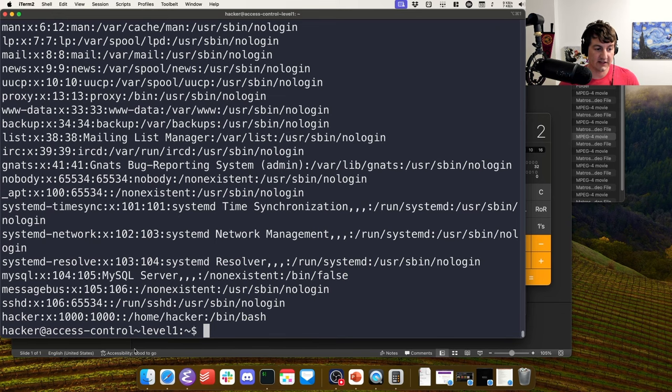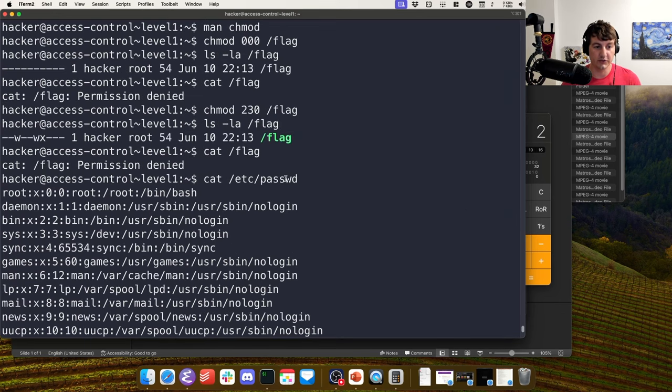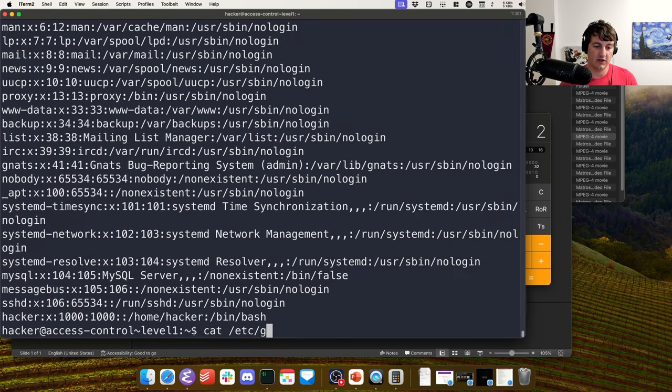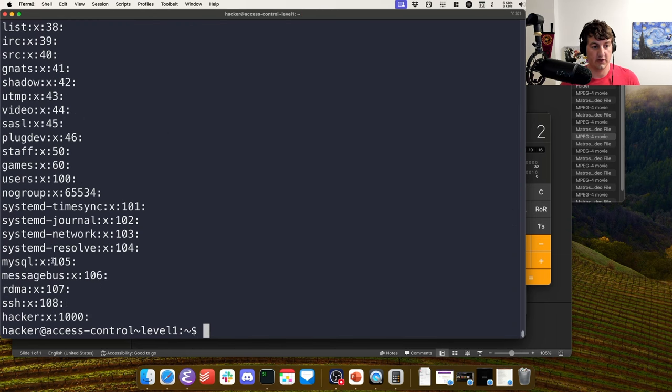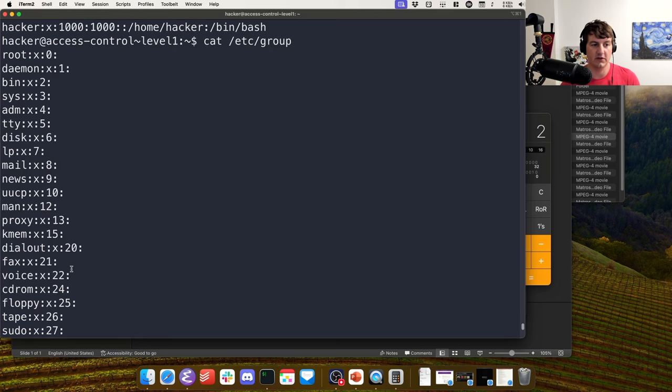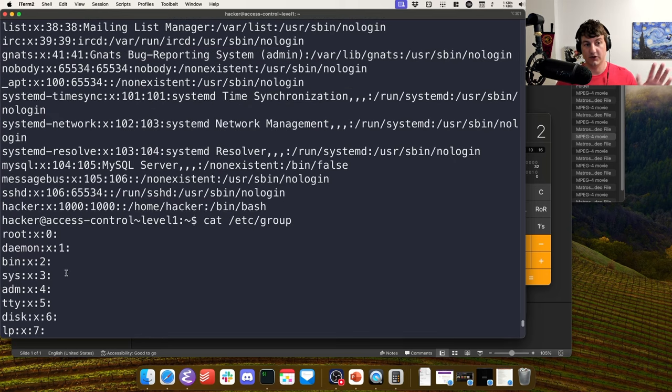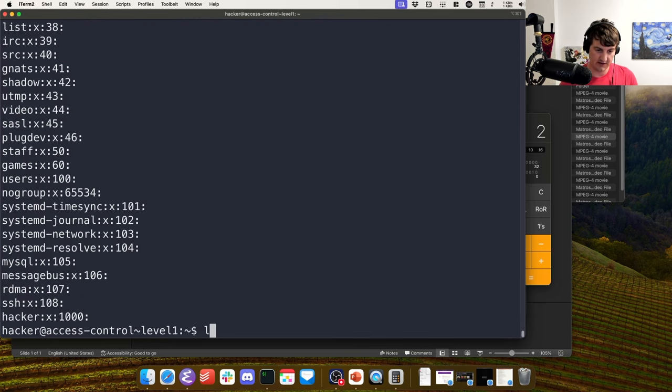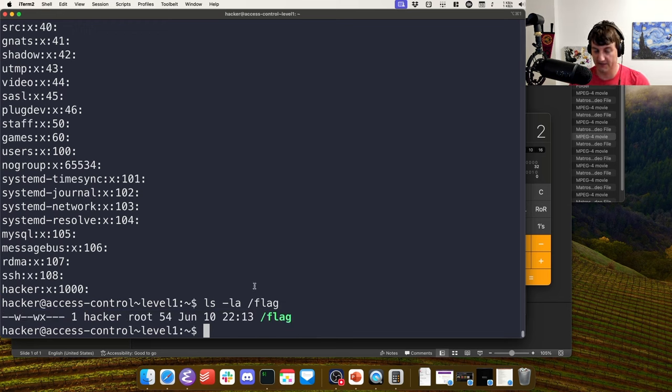You may need to look at the /etc/passwd file, which we looked at. It shows you the other users on the system. That could be helpful. /etc/group shows you all the groups on the system. That could be helpful for understanding what the group is of a specific file, or how the permissions get changed. We talked about chmod. That's an important one to do.